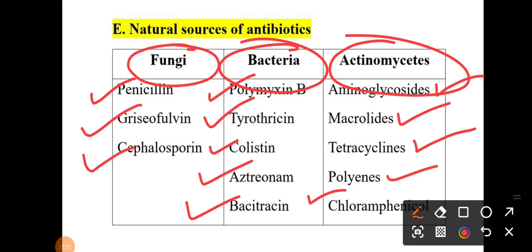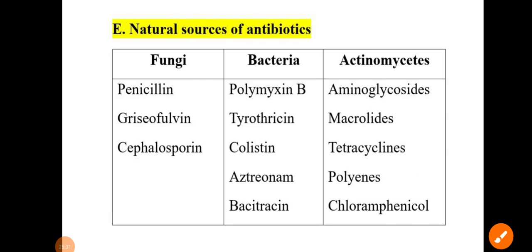These are very important points from chemotherapeutic agents, because many times in exams they ask questions from here only. This topic is a summary of all the antimicrobial agents. That's why this first topic, the general considerations, is very very important. Please go through it once.